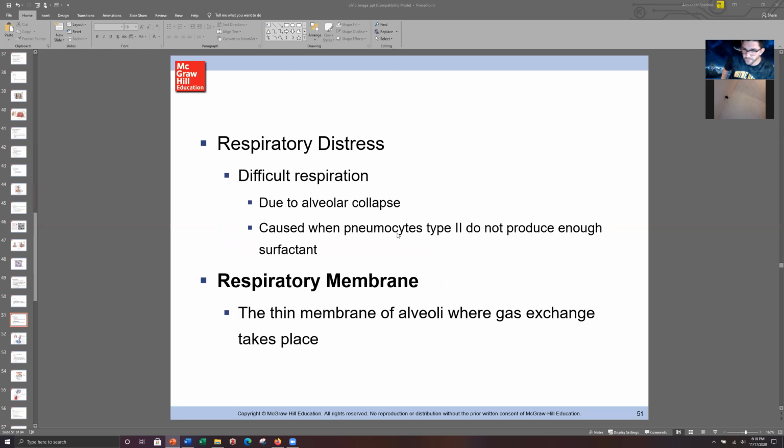Okay, so when we have something like respiratory distress occur, where we have difficulty inspiring or difficulty exchanging gas with our environment, usually this can be due to things like alveolar collapse or inflammation of the alveoli, when our type 2 pneumocytes don't produce enough surfactant and then the alveoli collapse on themselves. And then we have this respiratory membrane, which is the thin membrane of the alveoli where gas exchange ends up taking place.